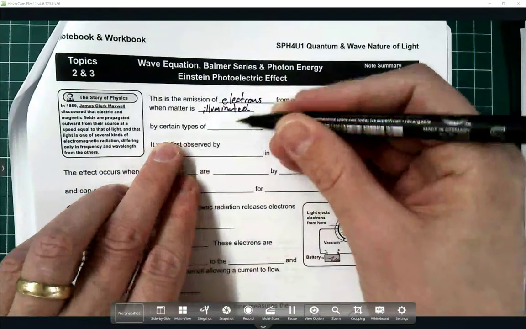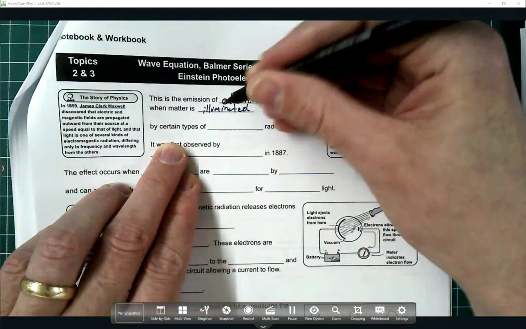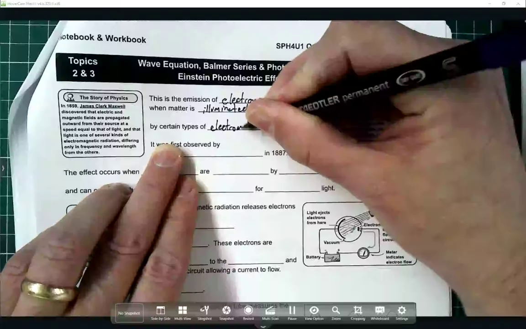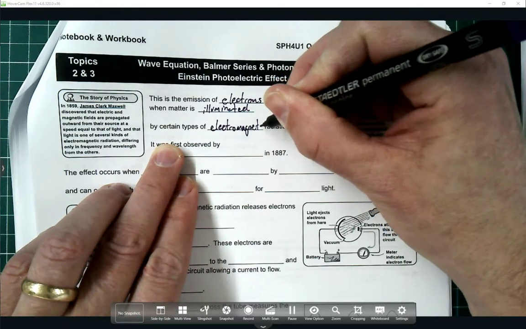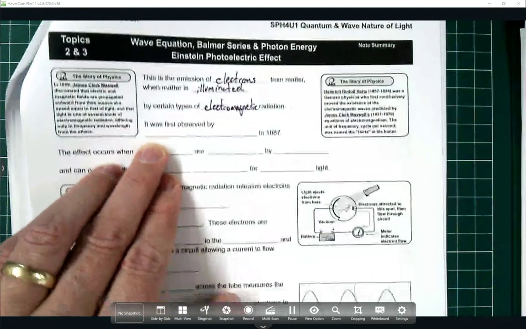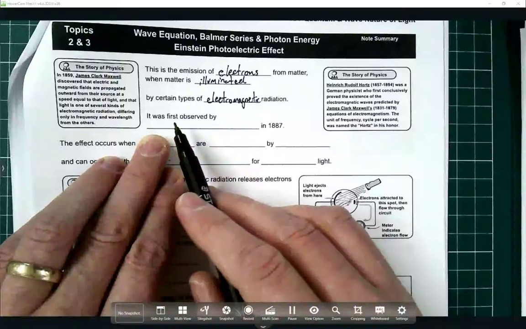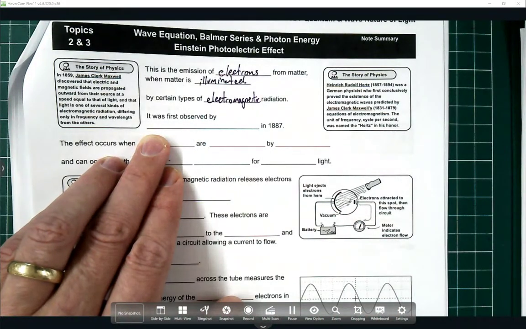All right, so this happens only with certain types of electromagnetic radiation. So it's got to be just right. Electromagnetic radiation, of course, falls into categories like radio waves, microwaves, visible light, all that stuff. So anything that's electromagnetic radiation is on the table here. But it's got to be the right electromagnetic radiation.